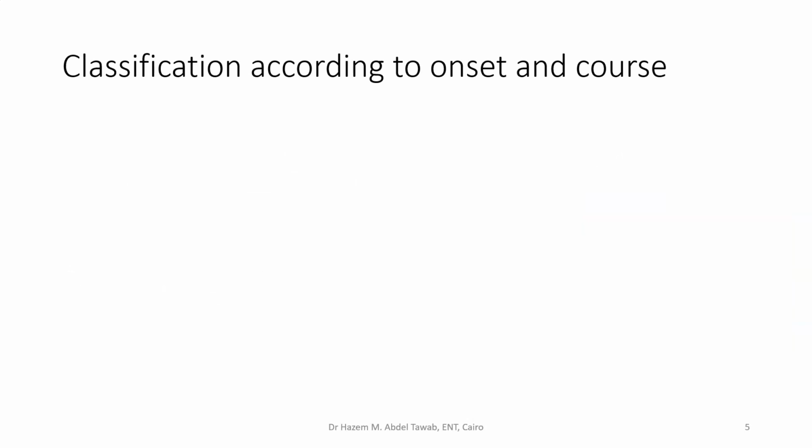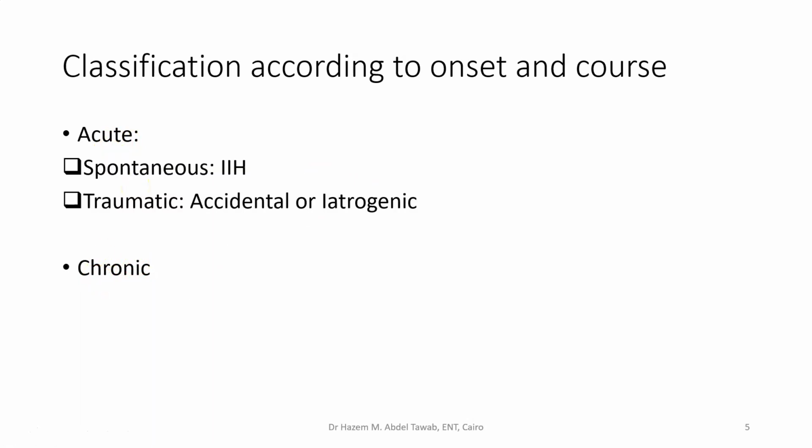There are many classifications regarding CSF rhinorrhea, but the classification I'm going to adopt in my presentation is according to the onset and course. According to the onset and course, we have acute CSF rhinorrhea and chronic CSF rhinorrhea. The acute means that we have an acute onset of leak of cerebrospinal fluid from the meninges through the defect into the nose. It is either spontaneous, which is due to idiopathic intracranial hypertension, or traumatic.